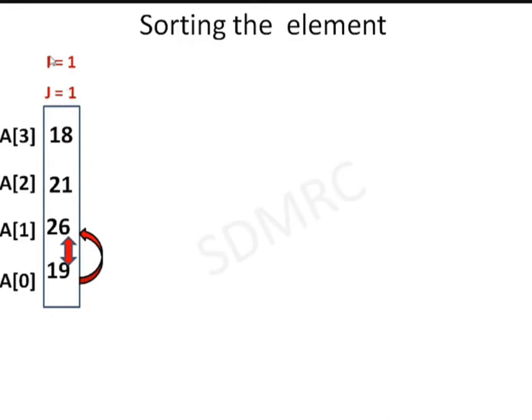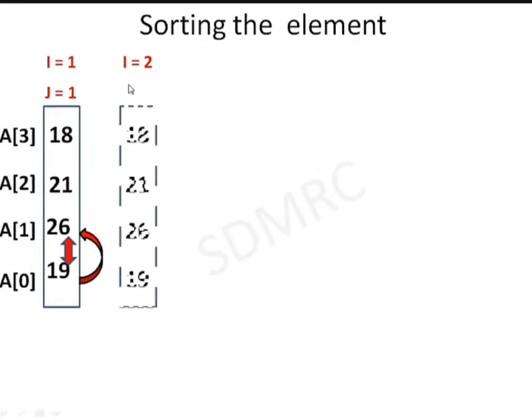I will increment the value of i because I will go for the next pass. I told you already, at the first pass there will be only one comparison. That's why I will increment the value of i. So i will be incremented to 2, and j also takes the value which is the same as that of i. So j will also be 2.